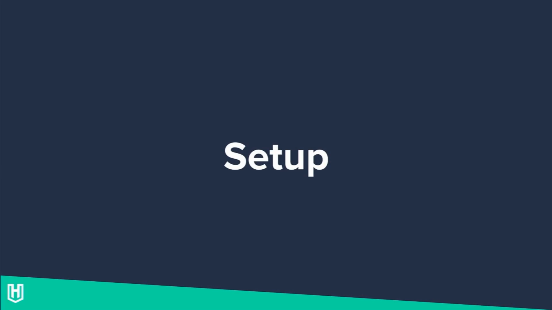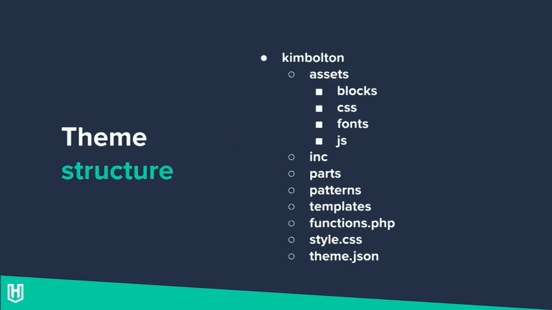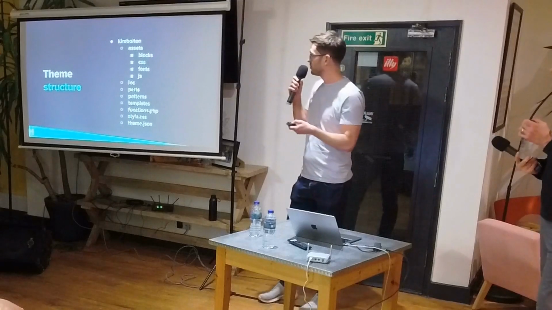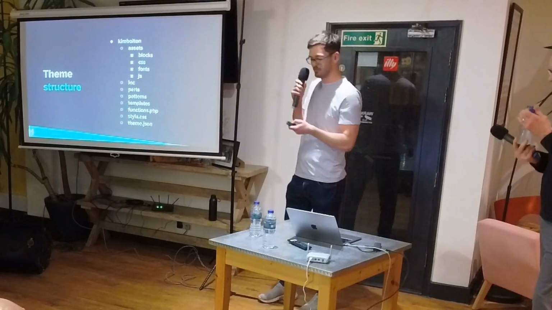Hi. So just the very basics of how we set the theme up. It's a very, very standard WordPress theme in the block world. So you can see all the usual stuff in there. We've got our style.css, theme.json file. We've got an assets directory, parts, patterns, templates. It's all pretty standard, functions.php files. So nothing super unusual about it. It's all fairly standard stuff.